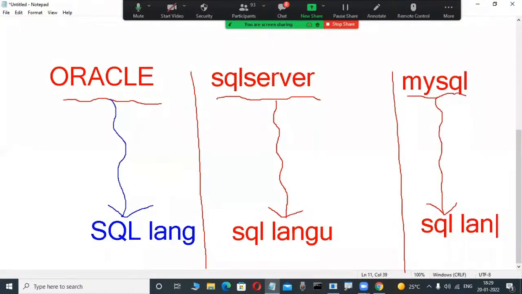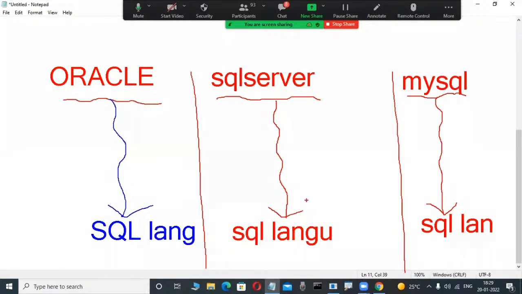Now what is my doubt? Many people attending this demo class have a doubt: are these SQL languages the same or different? Suppose you are working on an Oracle database product, your friend is working on SQL Server, and your other friend is working on a MySQL database product. All of you use the SQL language, but are these SQL languages the same or different? Only one answer is correct.